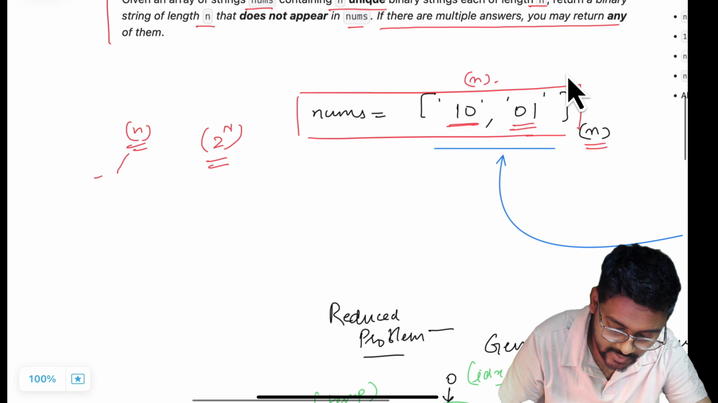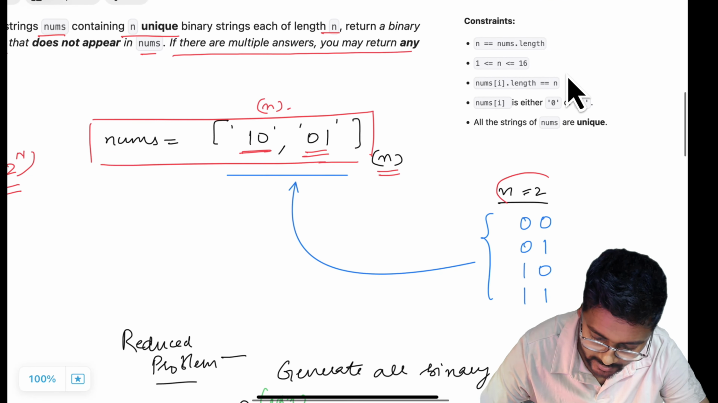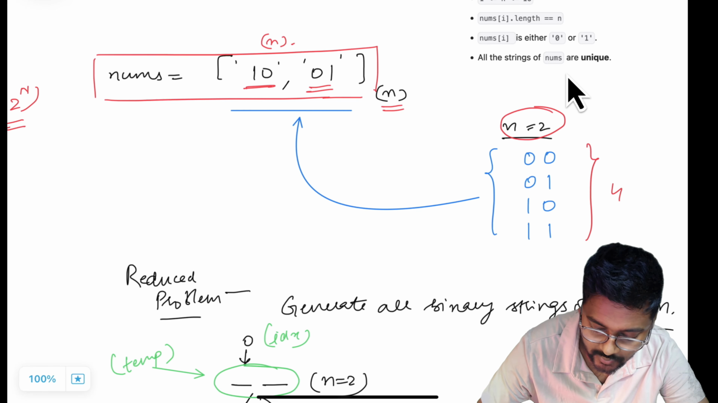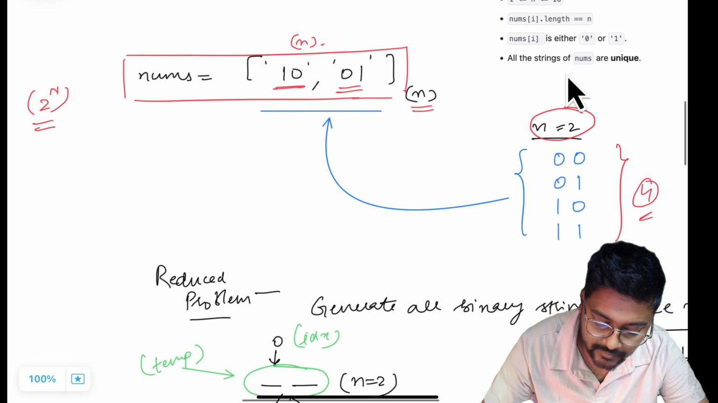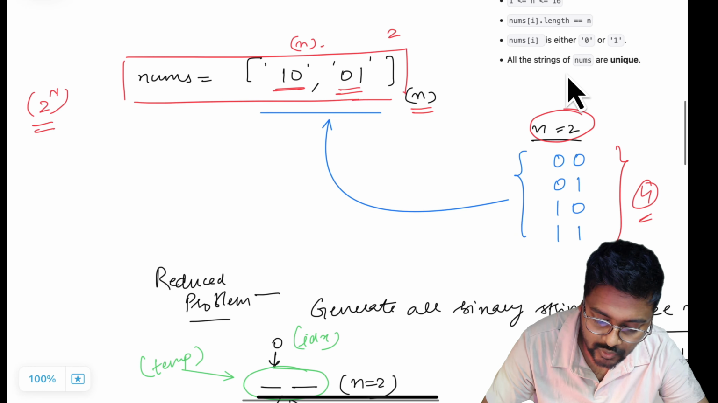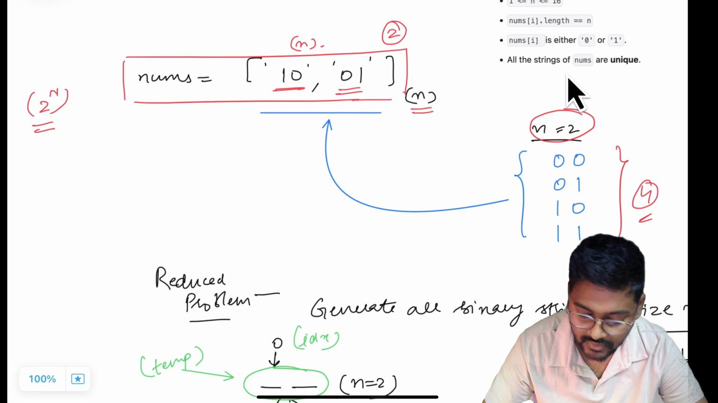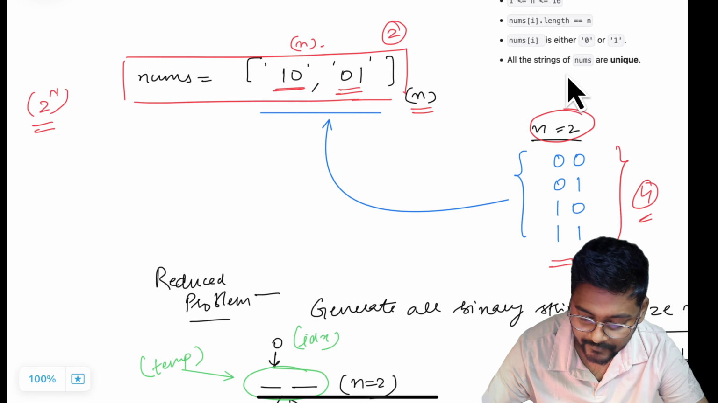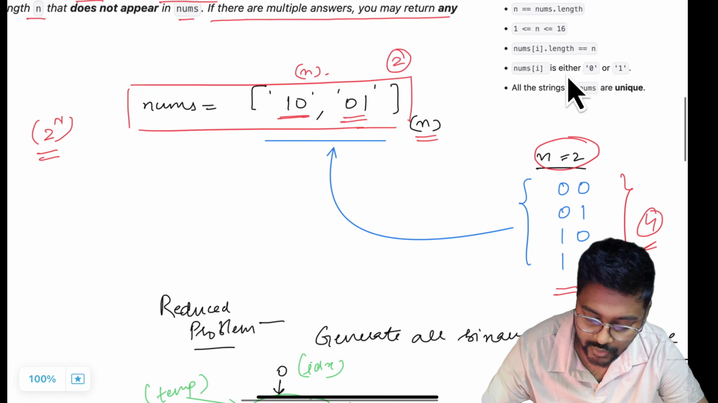So let's say n is equal to 2. For n equal to 2, the binary strings are 00, 01, 10, 11. These are 4 in number. But the array itself is going to have 2 binary strings of size n. It means that whatever is the remaining string from these valid binary strings, we have to return any one of them.